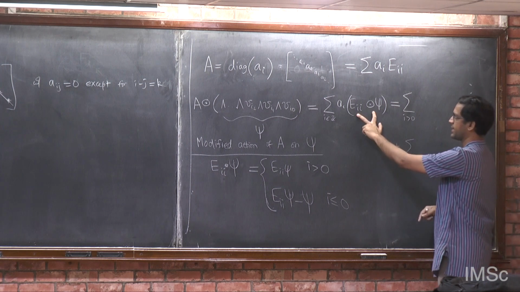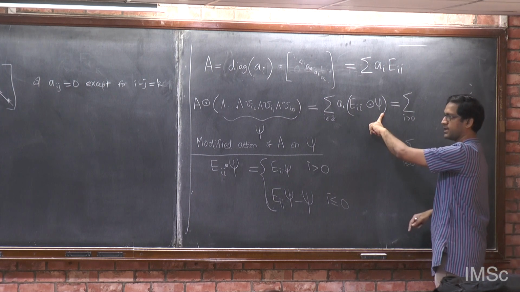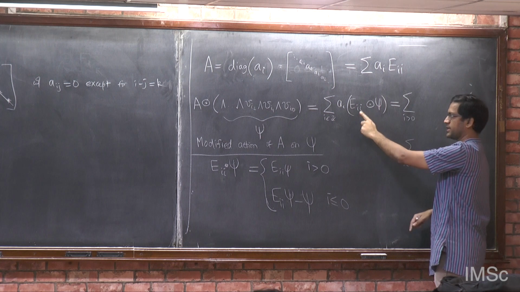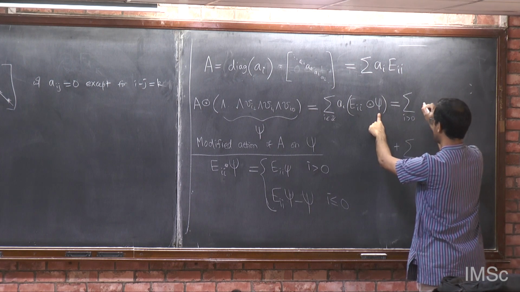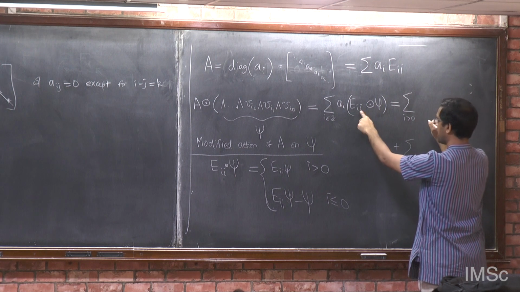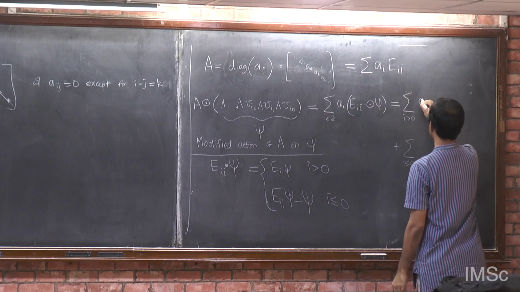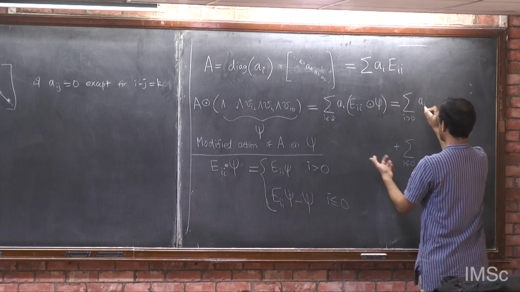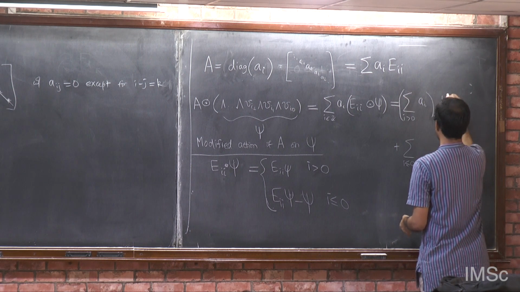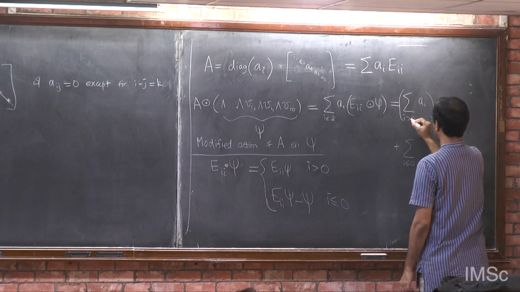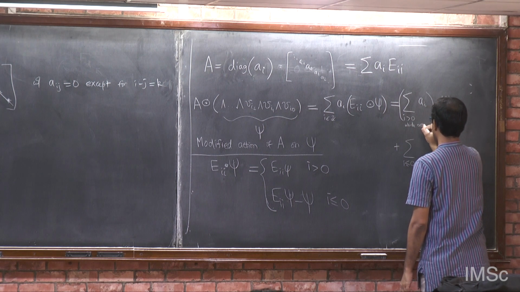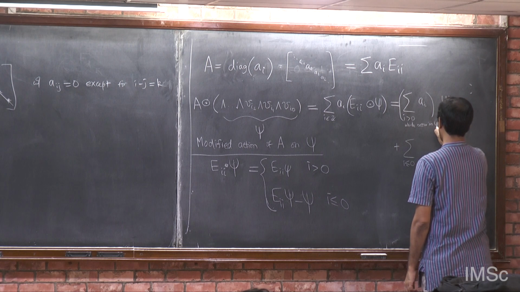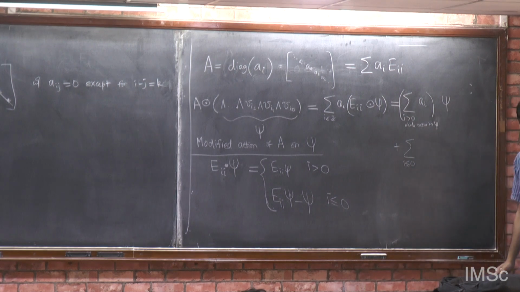How does E_ii act on psi? It will give you back psi if i occurs in psi. So this will give me back psi for each time i occurs in psi. So this is the sum of a_i times psi, but the sum is only over all positive i which occur in psi. Those are the electrons of psi.